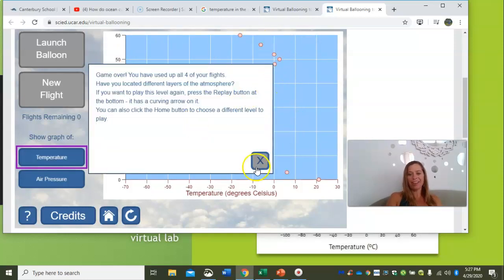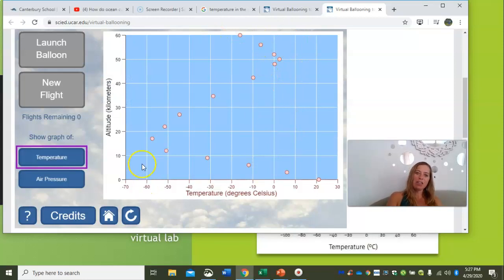So that would suggest that we've now met the stratopause and we're moving into the mesosphere. So I hope that helped illustrate the temperature variations as you move up through altitude.